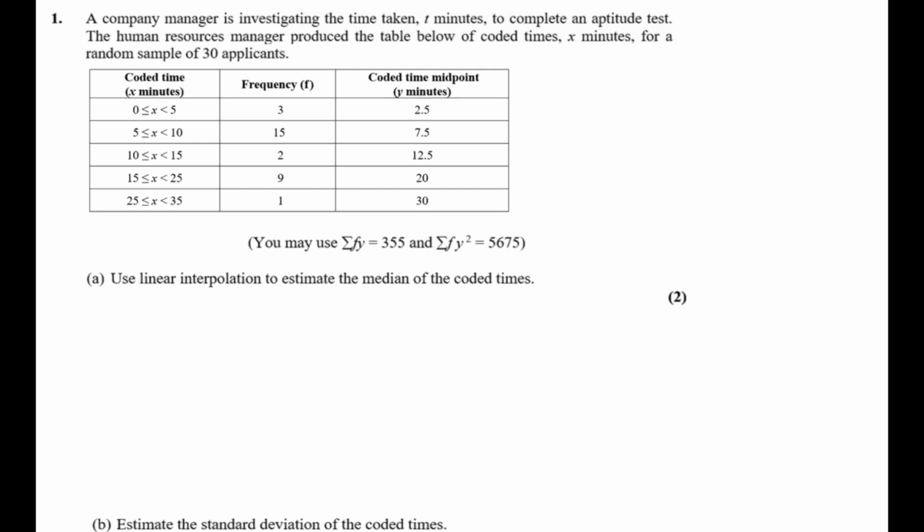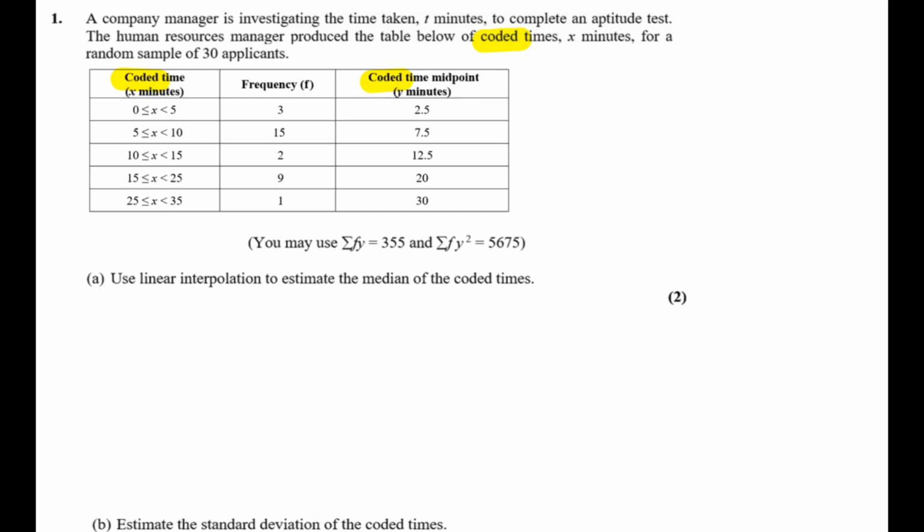A company manager is investigating the time taken, T minutes, to complete an aptitude test. The human resources manager produced the table below of coded times, X minutes, for a random sample of 30 applicants. Use linear interpolation to estimate the median of the coded times. Okay, so firstly, I'm just noticing that they've mentioned coded so many times. At some point, we should be doing some sort of uncoding.